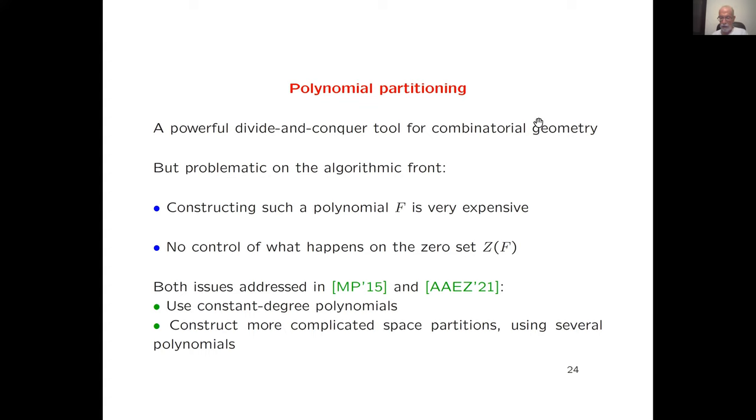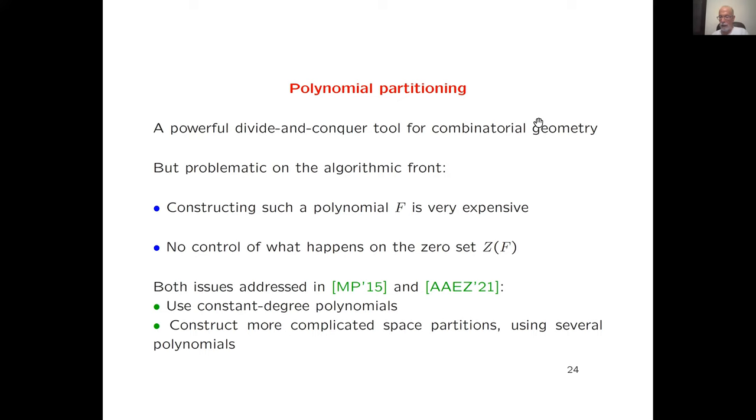But a lot of papers with results of combinatorial geometry that use polynomial partitioning have emerged in the decade plus since then. But the algorithmic front remained withdrawn, so to speak, because first of all, it's very expensive to construct such a polynomial. And the main thing is that you do not control what happens on the zero set. You guarantee that each cell of the complement of the zero set contains or is intersected by only so many, but it may happen that all the points or all the varieties or whatever lie in the zero set, and there is no guarantee what happens.